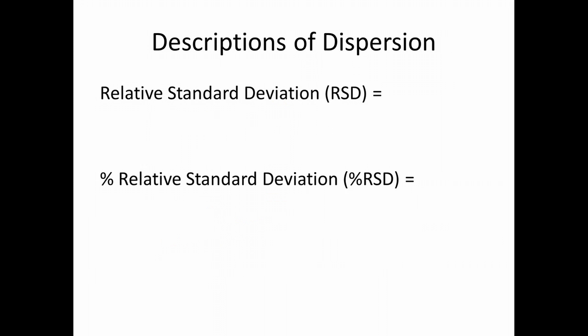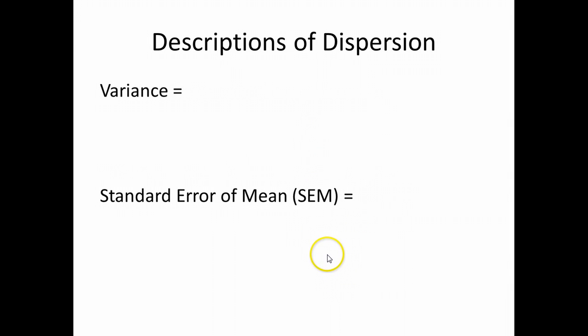And again, these are also ones that you've seen before. Relative standard deviation is just your standard deviation divided by your mean. And then percent relative standard deviation is the same thing, but you multiply it by 100, so this gives you a nice percentage. If you remember when we were talking about propagation of error, we talked about how you need to use this percent relative standard deviation if you're doing a multiplication or division process.